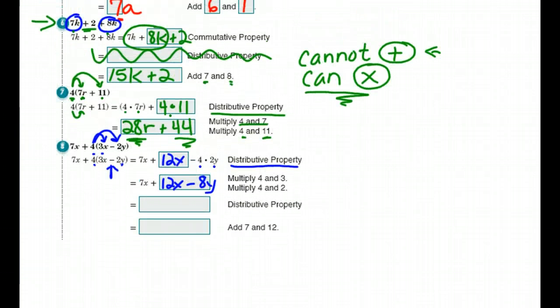So 7x plus 12x minus, notice how there's a minus sign here, minus, what is 4 times 2y? Well, that's just going to give us 8y. Because again, we can multiply unlike terms, but we cannot add or subtract them. Now what do we do? Again, we're going to cross off this step here. Now I want to box my like terms or circle them.